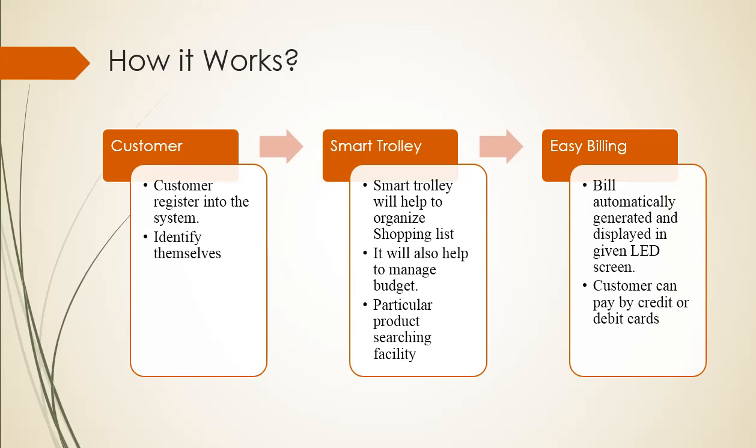Let's see how it works. When the customer enters the shopping mall, the customer registers in the system on the tablet and then identifies themselves. Then the customer will be able to use the smart trolley. The smart trolley will help to organize the shopping list. It will also help to manage the budget, and it is also used for searching for particular products, as it uses GPS.